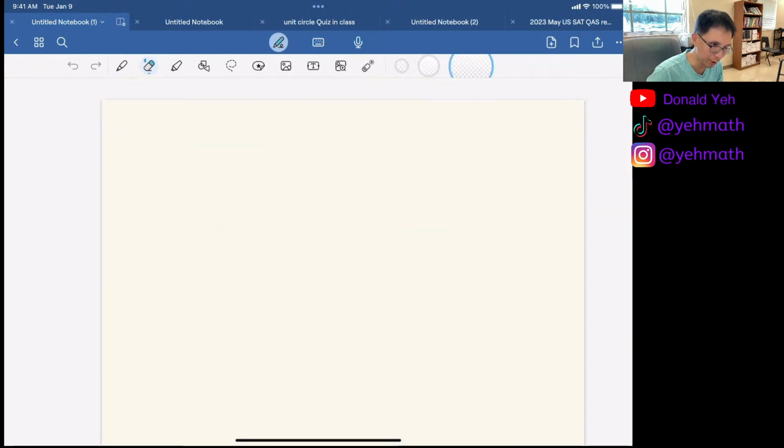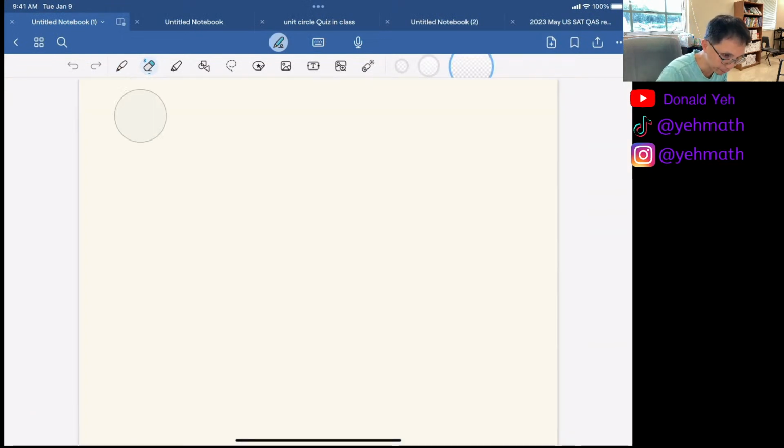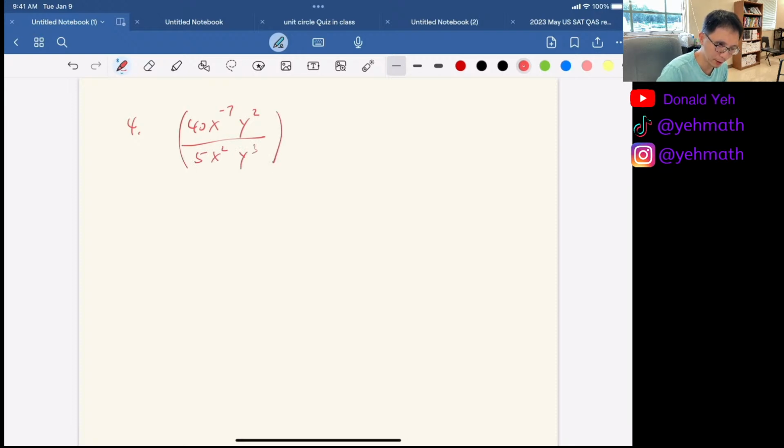Can anybody tell me what question 4 says? 40x to the power of -7, y squared, over 5x squared, y to the power of 3. Is that number 4? I feel like this is number 4. Okay, number 1, -2/3, right? Yeah. Okay. So the question is very good to establish here.